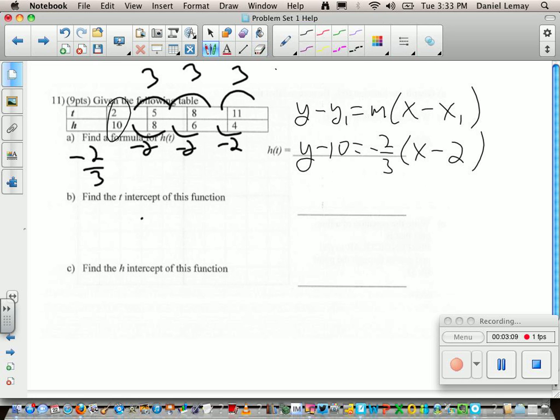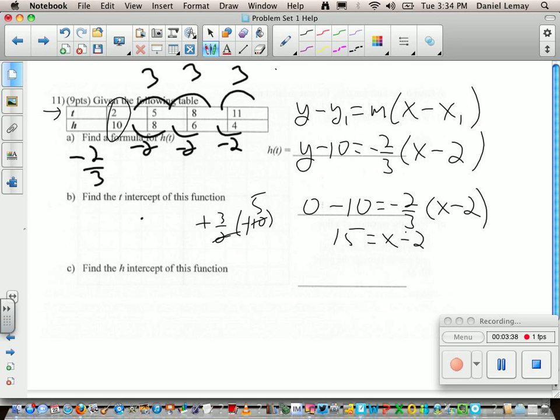If we had to find the t-intercept of this line, we're looking for when it crosses the x-axis. Well, if it crosses the x-axis or the t-axis, y equals 0. So I could say y minus 10 equals negative 2/3 times x minus 2, and we can just solve this equation. Multiply by the reciprocal, so negative 3/2 times negative 10. Negatives cancel out. That would be 15 equals x minus 2. Add 2, add 2. So it crosses the x-axis at 17, y is 0.